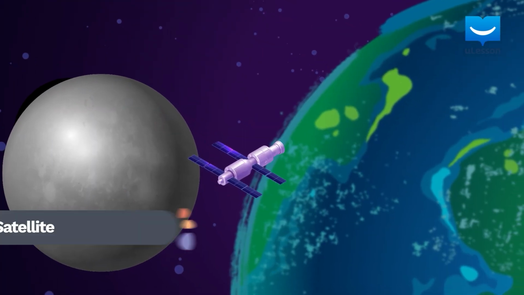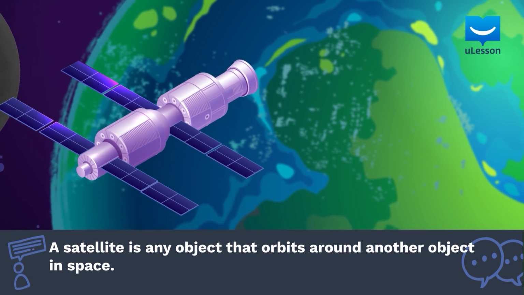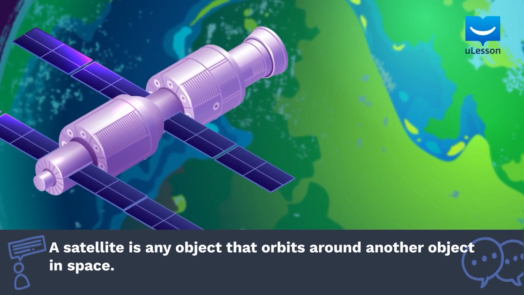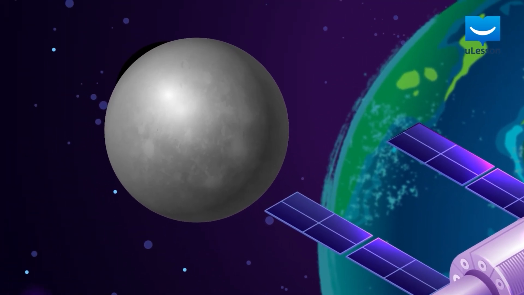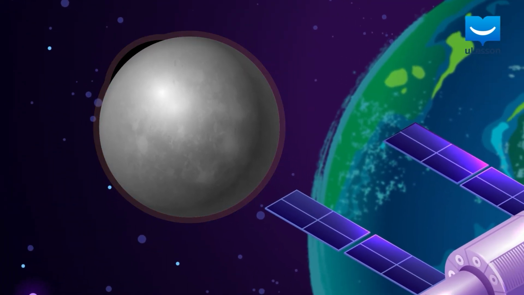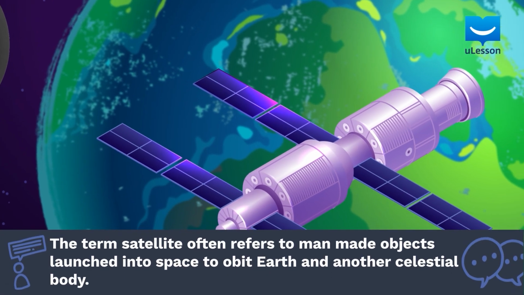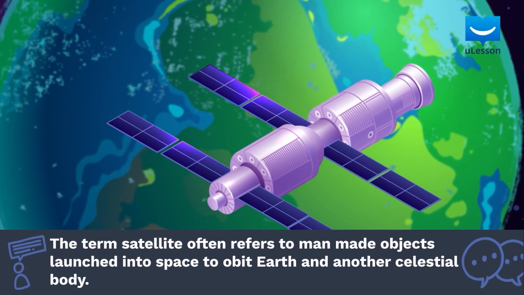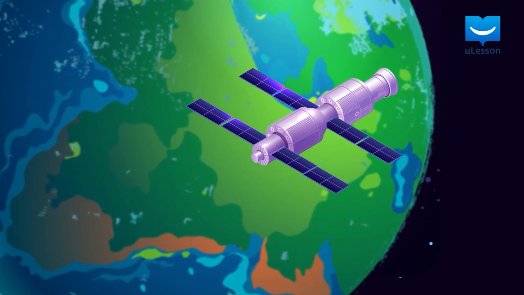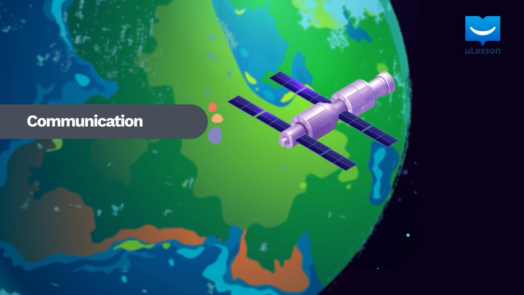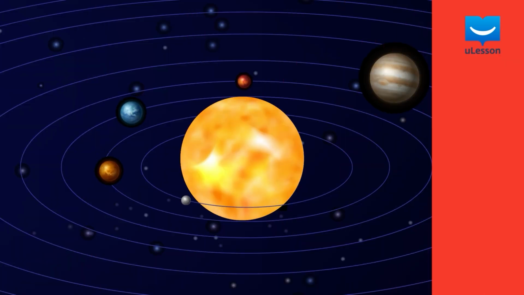What do you know about satellites? In the broadest sense, a satellite is any object that orbits around another object in space. Most satellites are natural, like moons. Earth's moon is a natural satellite. However, the term satellite often refers to man-made objects launched into space to orbit Earth or another celestial body. These man-made satellites can be used for communication, weather monitoring, navigation, and many other purposes.